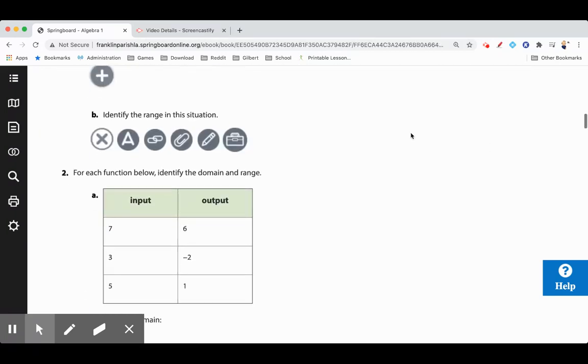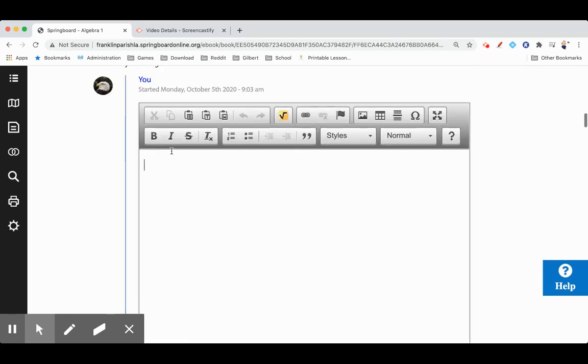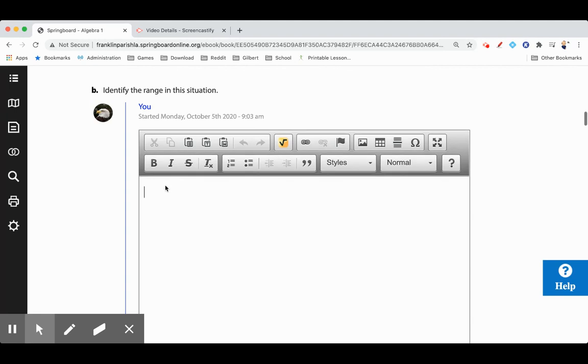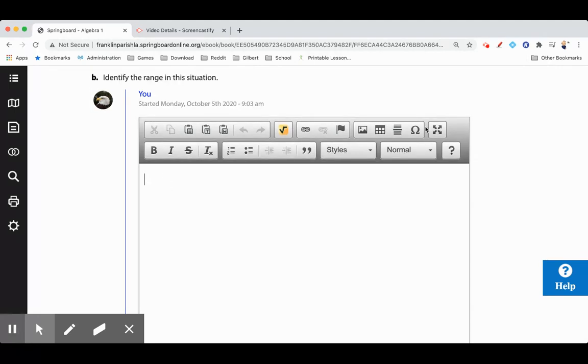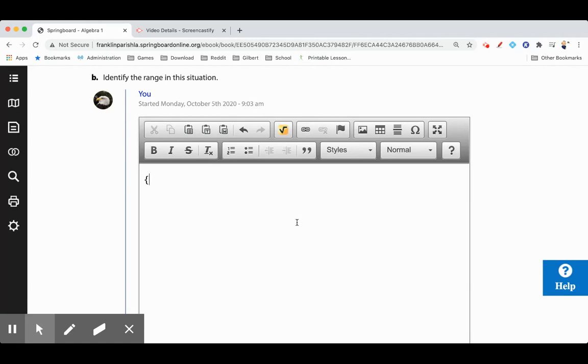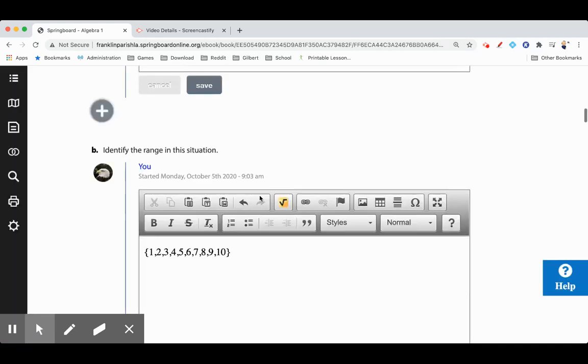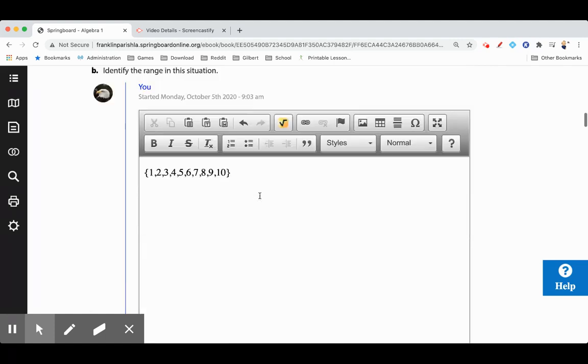Okay, now we're going to identify the range, which is the pencils you get. So let's see if we can put it in the curly brackets, which we probably should have used in the first problem. 1, 2, 3, 4, 5, 6, 7, 8, 9, 10. I can get up to 10 pencils for the money that I put in.